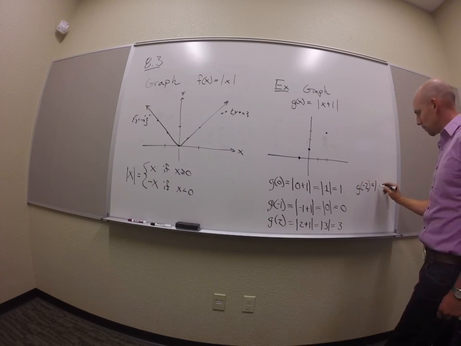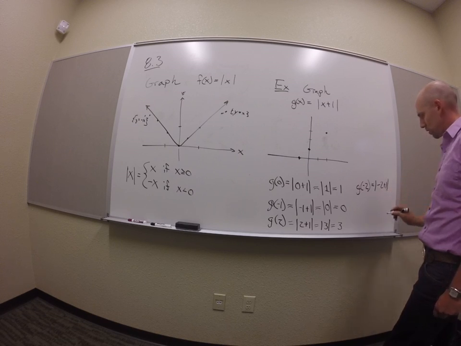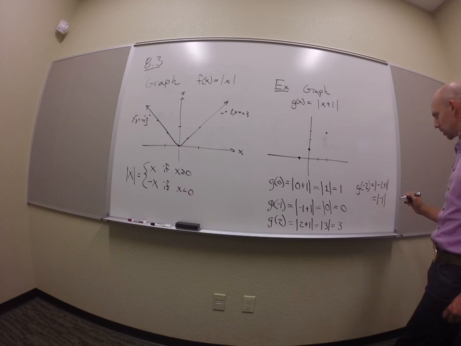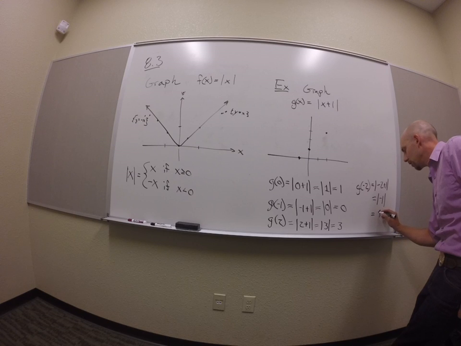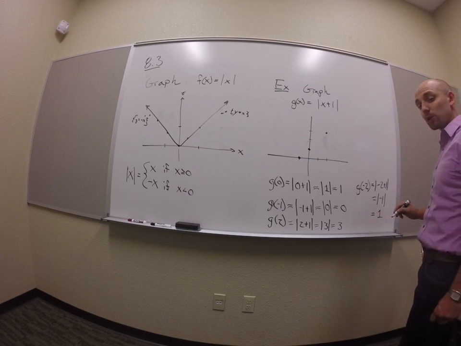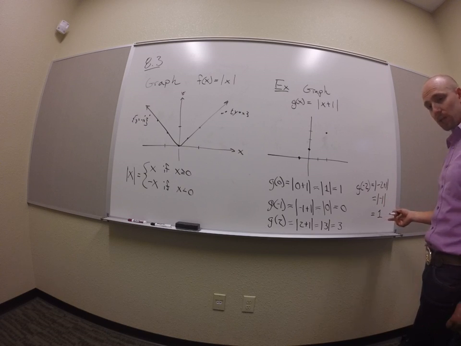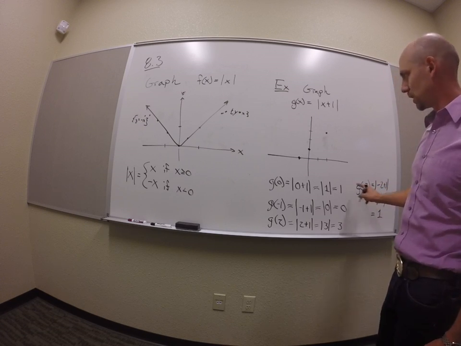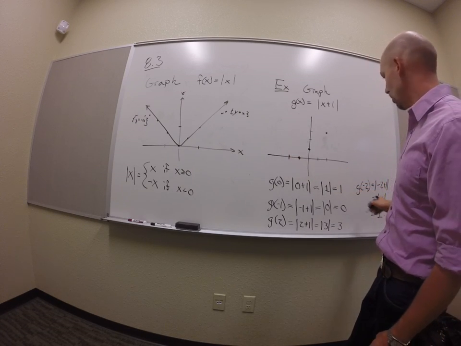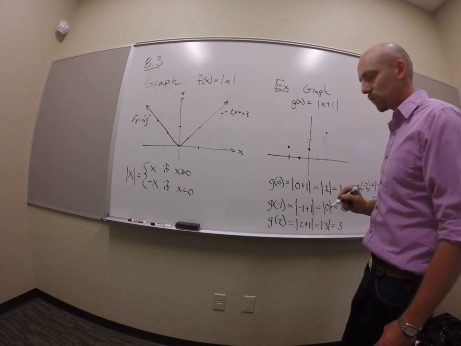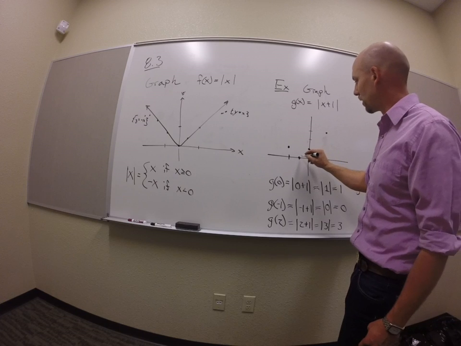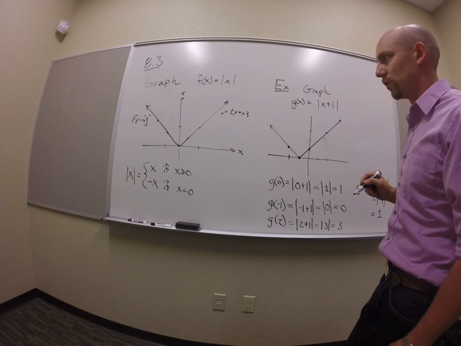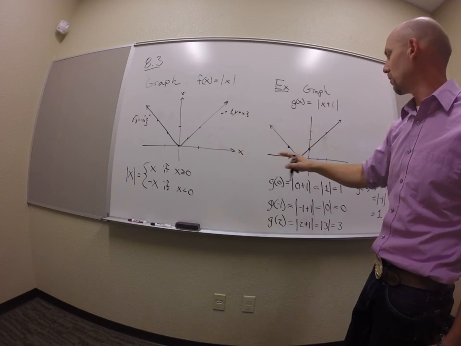So g of negative 2 is the absolute value of negative 2 plus 1, which is the absolute value of negative 1. So how far is negative 1 from 0? Well, it's 1 unit, right? The absolute value function in some sense just loses the minus sign, right? So we get 1 out of that. So I need to go to x is negative 2, that's here, and then I should go up 1 unit. If we continued in this, we would find that there's a V shape which has moved from where it was for absolute value left 1.